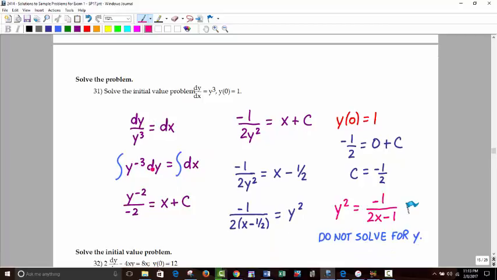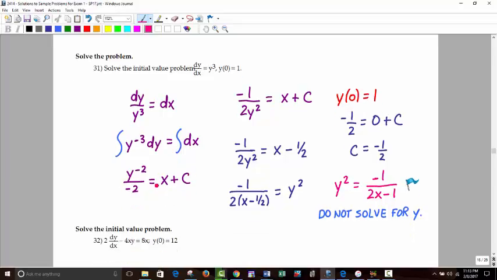So you're integrating y to the negative 3 on the left and dx on the right. So you have y to the negative 2 over negative 2. And I just dropped the y down. I didn't have to. So there's kind of several correct ways to do it. Notice I mentioned do not solve for y here, mainly because of the y squared. So we're going to get this without solving for the y.